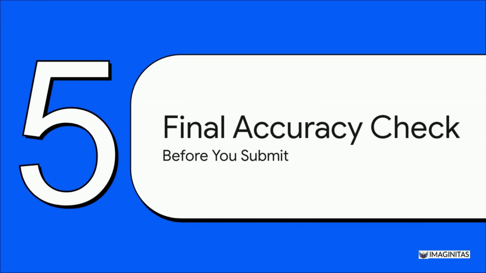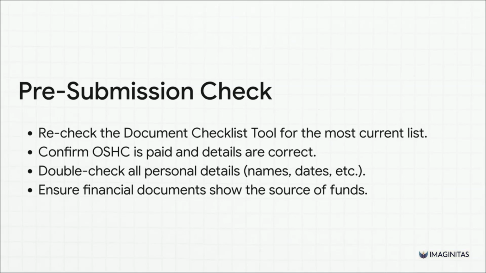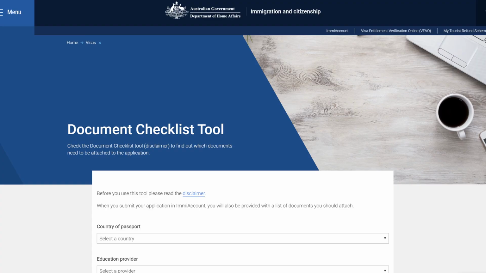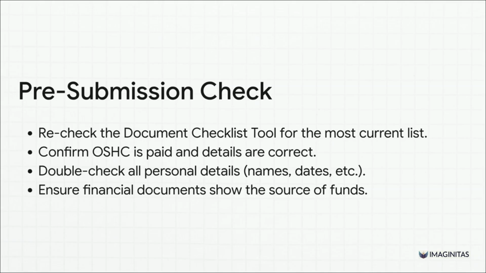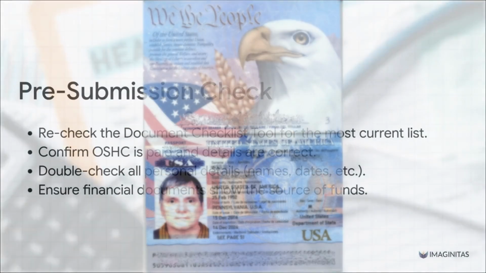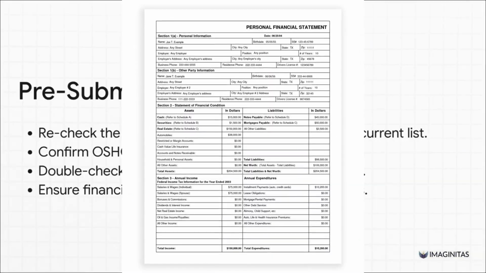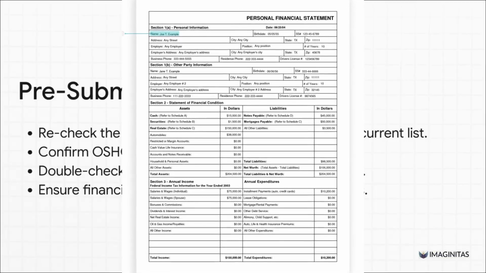Okay, we are in the home stretch. We've covered a lot. But before you even think about clicking that submit button, we need to do one last, super thorough check of everything. Please run through this list one last time. Go back to that official document checklist tool, just in case something's changed. Make sure your health insurance is fully paid and listed correctly. Triple check every name, date, and passport number for typos. And make sure your financial documents tell a clear, believable story.